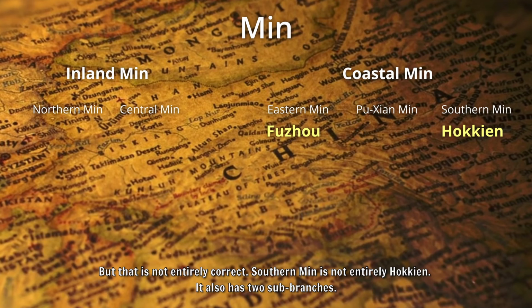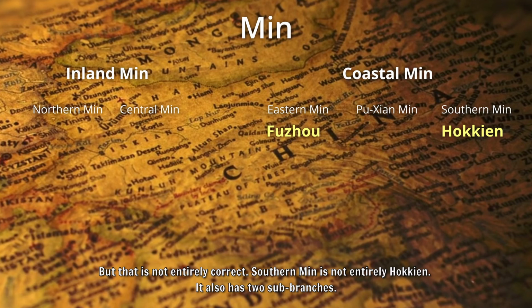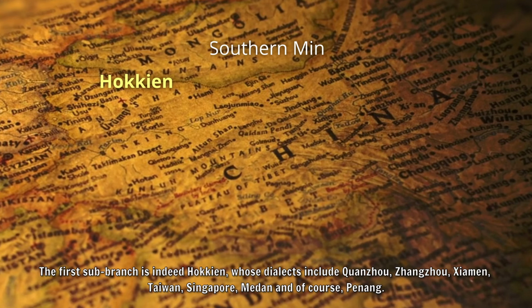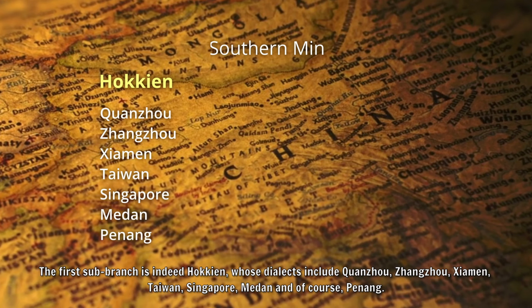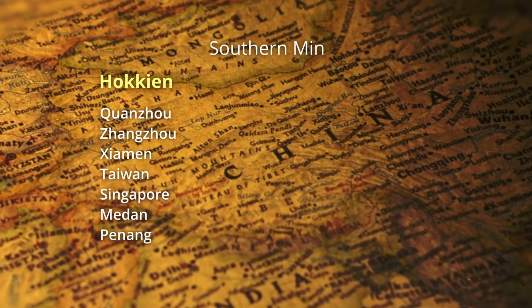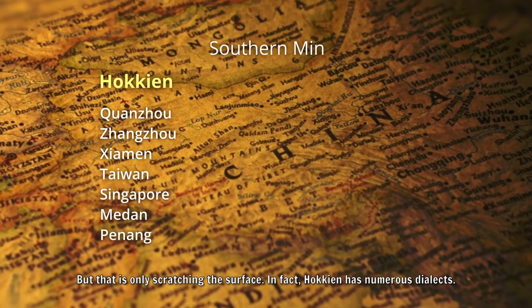But that is not entirely correct. Southern Min is not entirely Hokkien. It also has two sub-branches. The first sub-branch is indeed Hokkien, whose dialects include the Hokkien spoken in Quanzhou, Zhangzhou, Xiamen, Taiwan, Singapore, Medan, and of course Penang. But that is only scratching the surface.